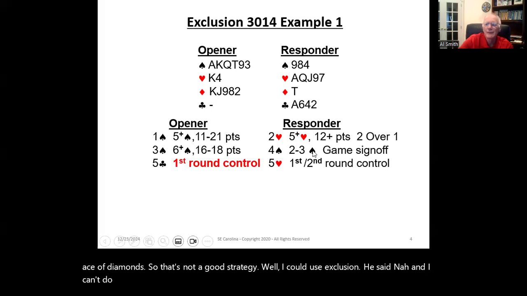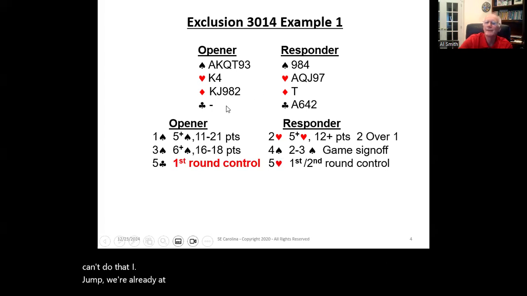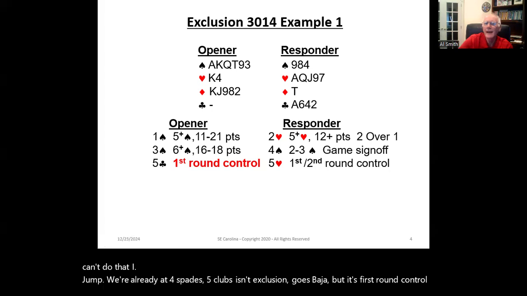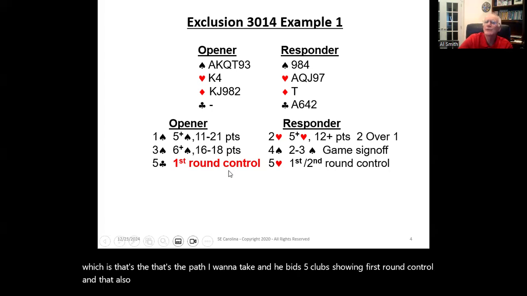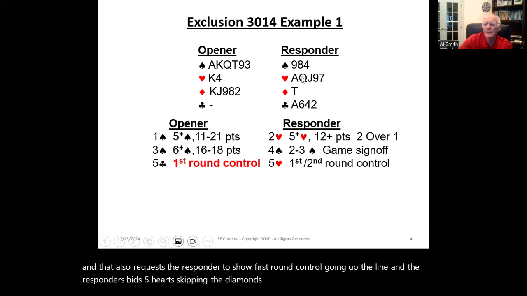I can't jump. We're already at four spades, five clubs isn't exclusion. He goes, aha, but it's first round control. He says, that's the path I want to take. And he bids five clubs showing first round control. And that also requests the responder to show first round control going up the line. And the responder bids five hearts, skipping the diamonds, showing the ace of hearts.